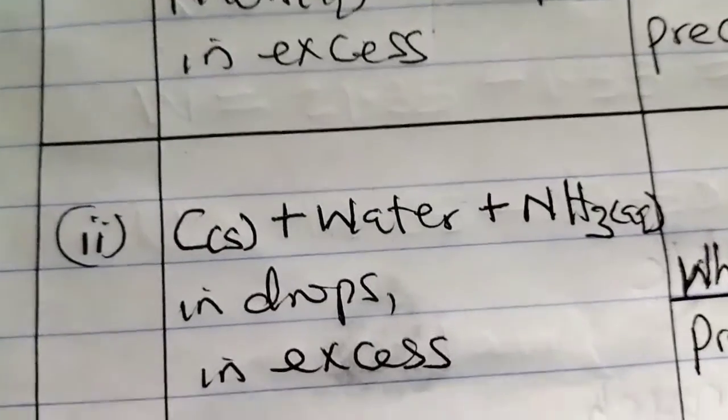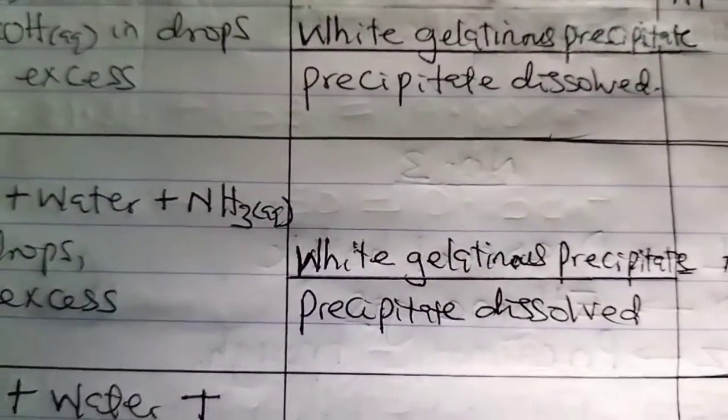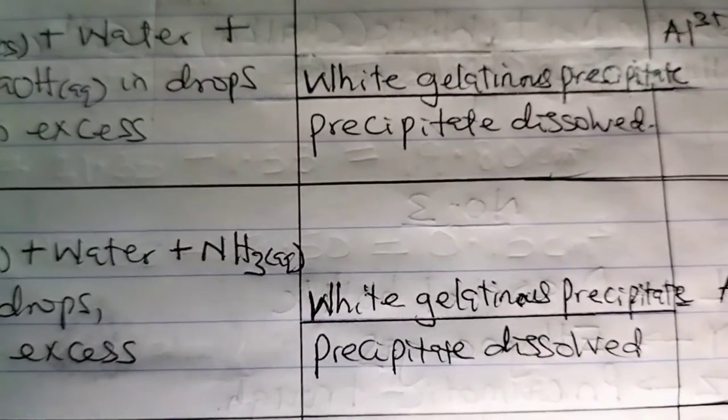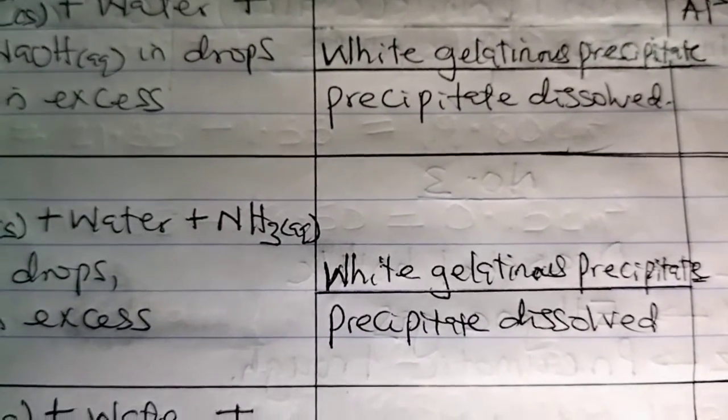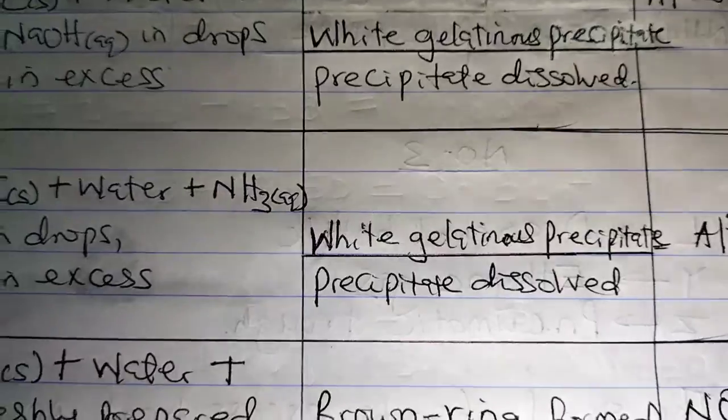BII, C plus water plus aqueous ammonia in drops. We have to fill the observation in drops. In drops, the observation should be white gelatinous precipitate. That's the only thing they want us to fill there. Every other thing was given to us. White gelatinous precipitate. So go to the next question, which is triple I.